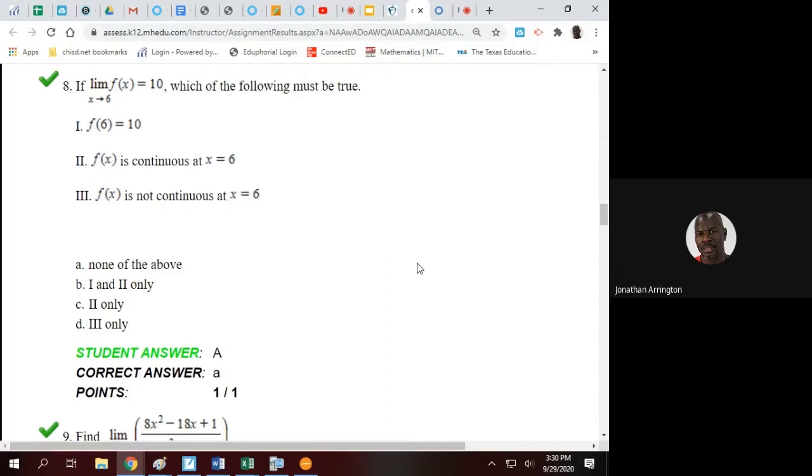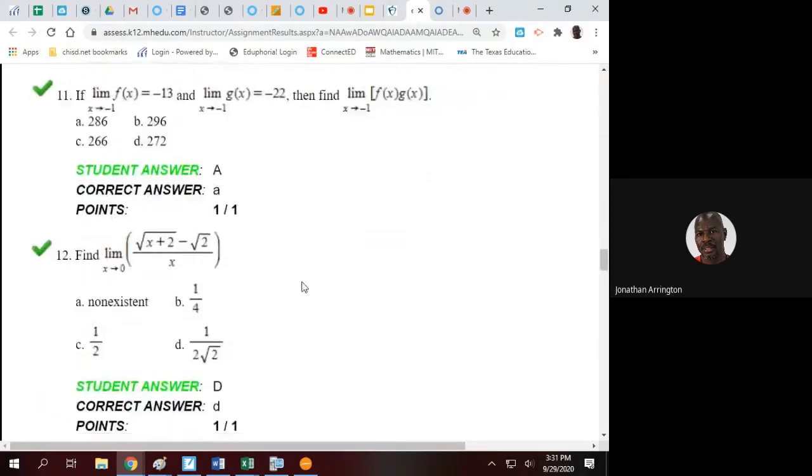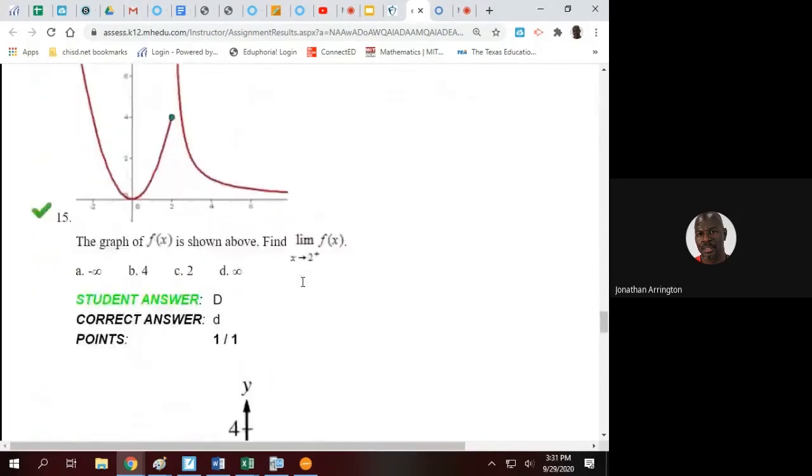Let me read what number 8 says. If the limit as x goes to 6 of f of x is 10, which of the following must be true? Roman numeral 1, f of 6 should equal 10. If the limit exists and it is 10, does that mean that the value at the point has to be 10? If I can show you one counterexample, that means it does not have to be true. And I can easily show you a counterexample of a limit existing and the function at the point not equaling that limit. Let me go to another of the graphs in this assignment.